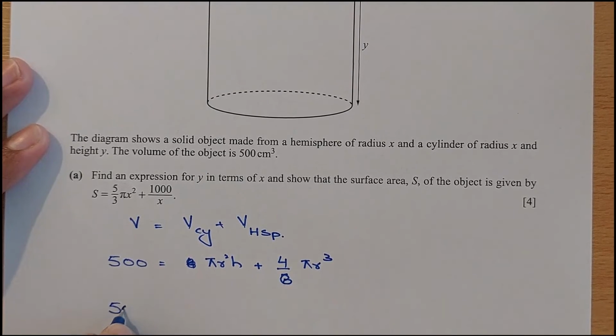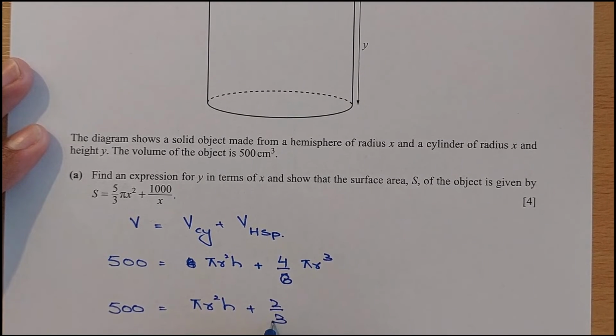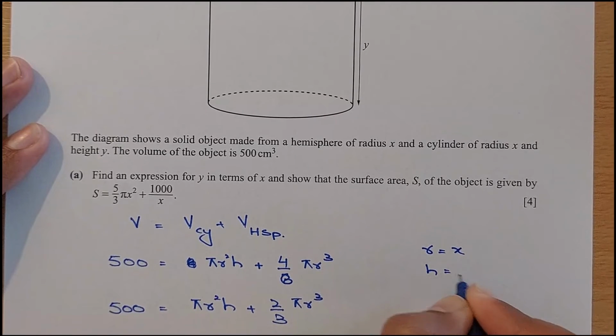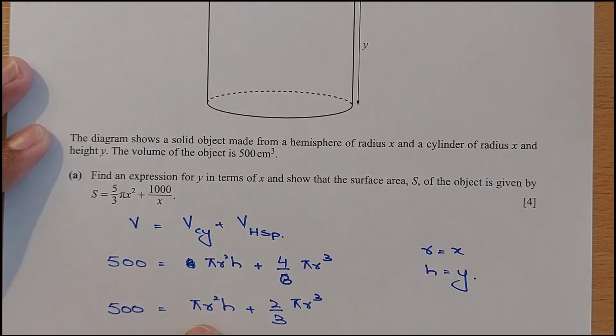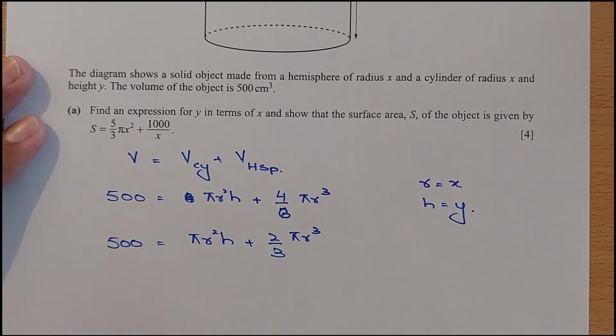So we have 500 equals pi r squared h plus 2 by 3 pi r cubed. Sorry, over here the radius is x and the height we have given is y. Replacing the variable r with x and h with y. Okay, and let's solve for y.